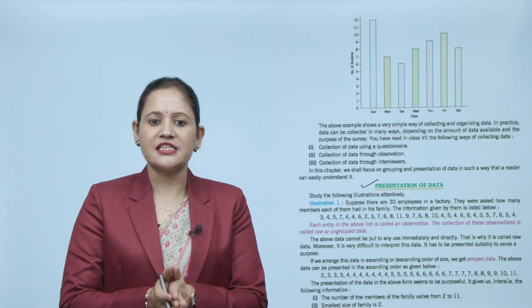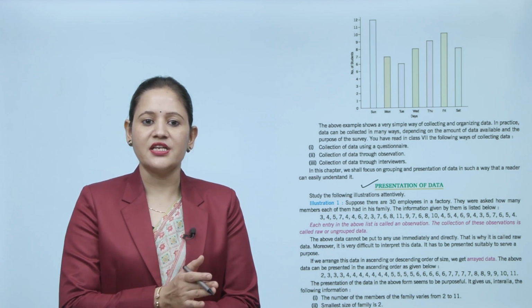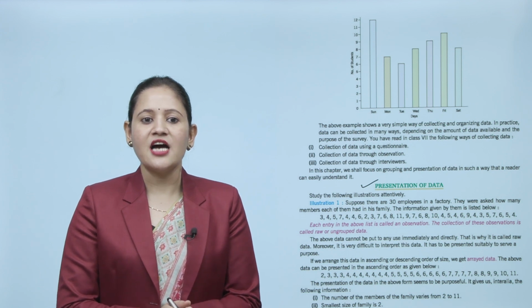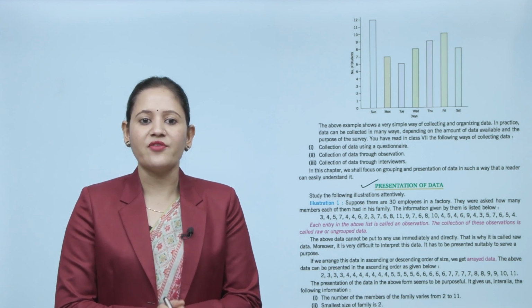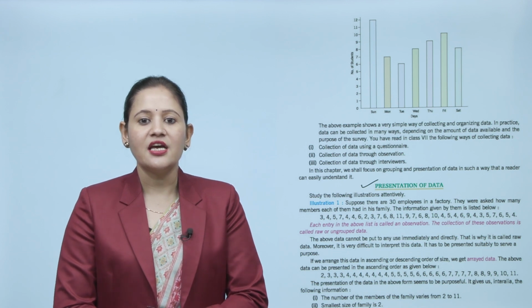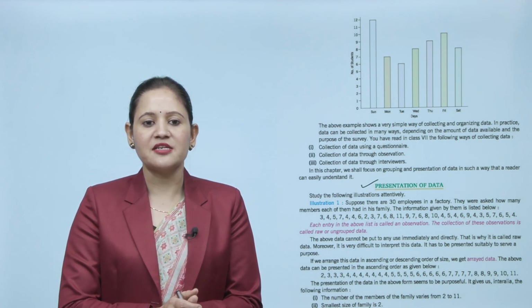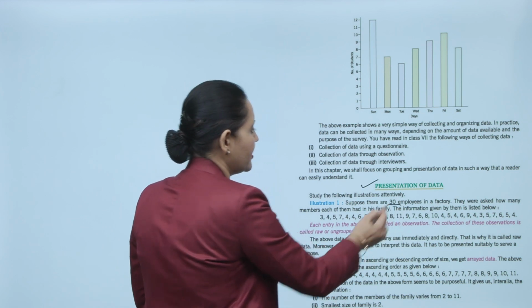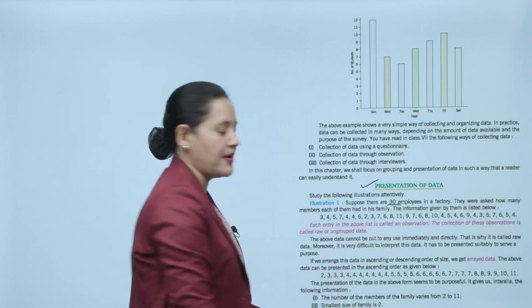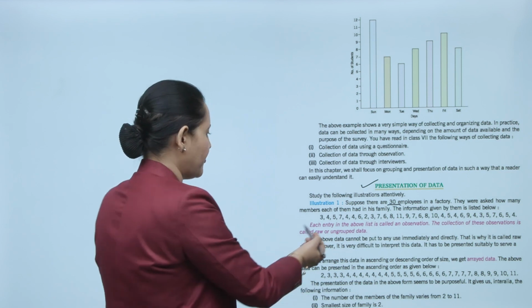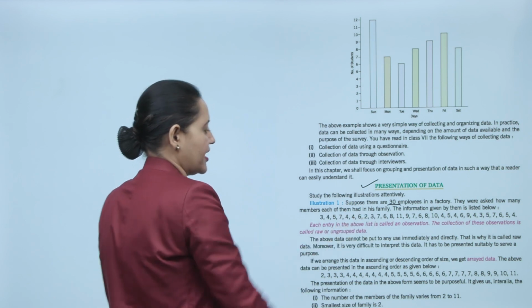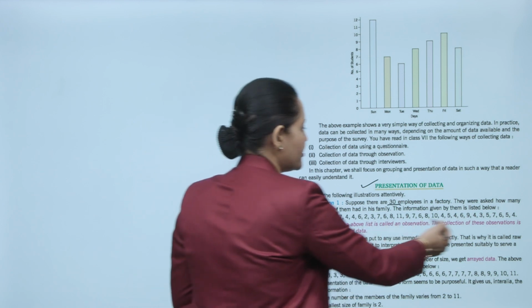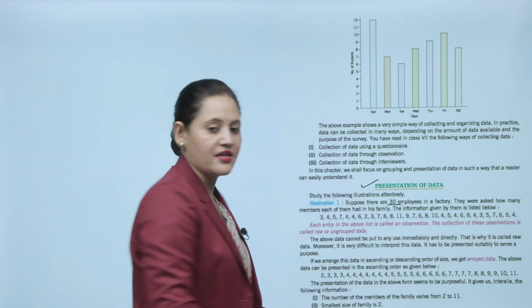Study the following illustration. Illustration 1. Suppose there are 30 employees in a factory. They were asked how many members each of them had in his family. The information given by them is listed below. Total 30 employees थे. They were asked how many members in each family. कितने कितने members हैं. ठीक है. The information को इस तरीके से arrange किया.